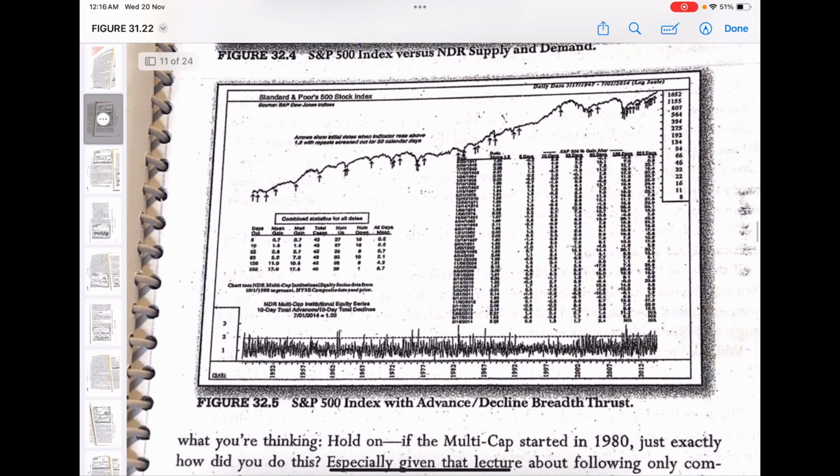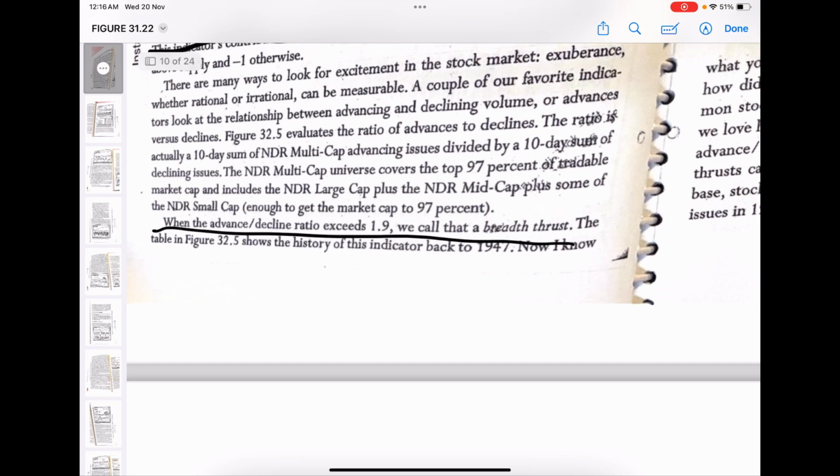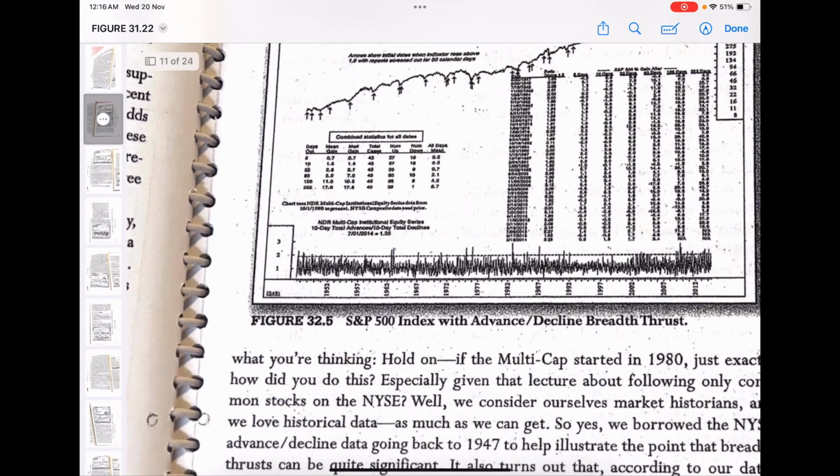Okay, so you know what a breadth thrust is, right? There can be an MCQ on it. So whenever the advance-decline ratio exceeds 1.9, we can call it a breadth thrust.